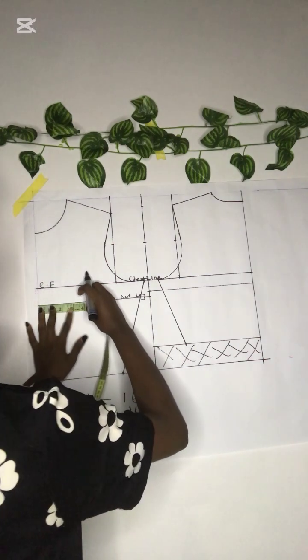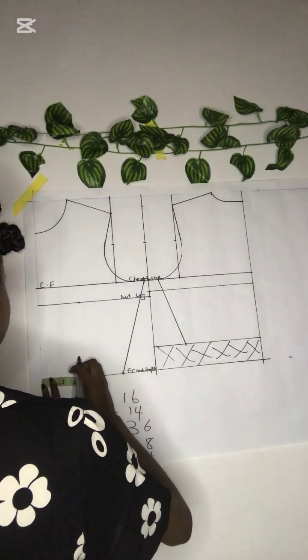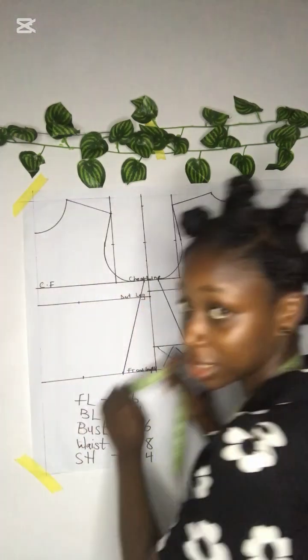So remember that 3.5 we got at the armhole. That's what you are going to be using for your dart. So take that measurement very seriously. If you did not get it once, make sure you download the video or watch again.